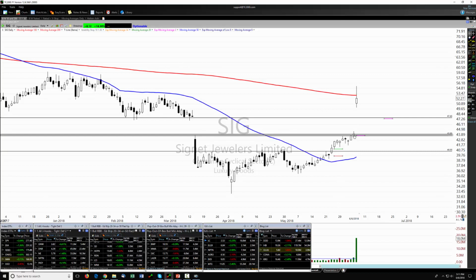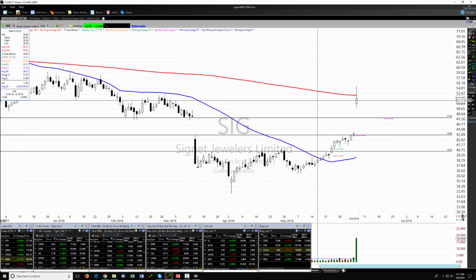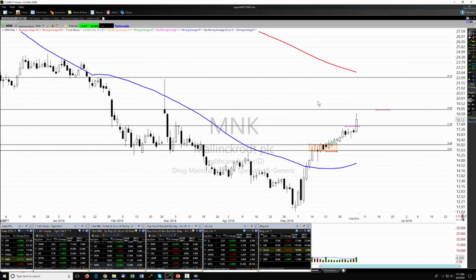SIG has been a beauty. You should have been out of this yesterday because it was earnings, and it did take out our first target yesterday. But then today it gapped up. Of course, it could have gapped down. You don't want to, I don't want to anyway, hold through earnings and assume what it'll do. So took profits yesterday and closed that one out. And then Mallinckrodt is the last one here. It's been working good. It took out our first target today, and we took profits.